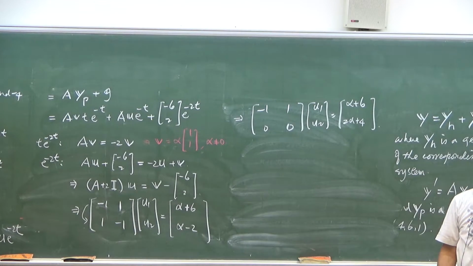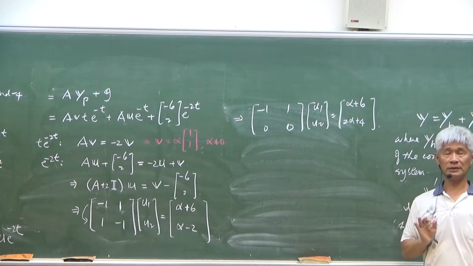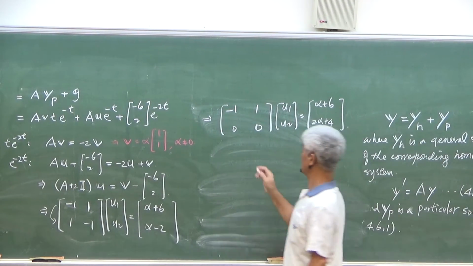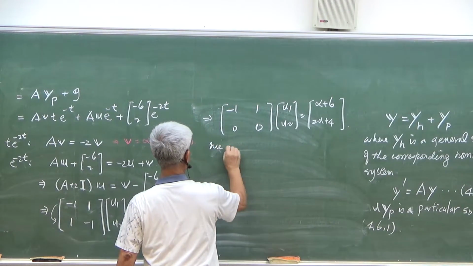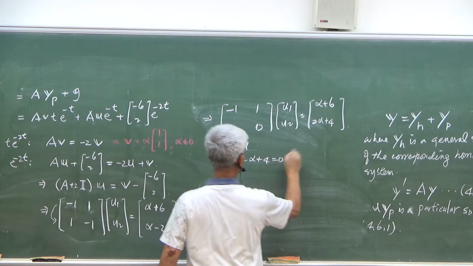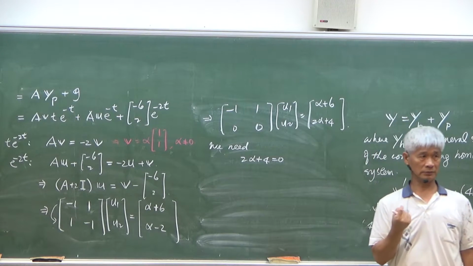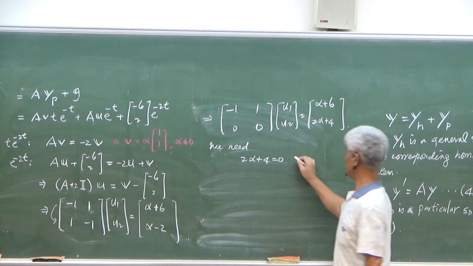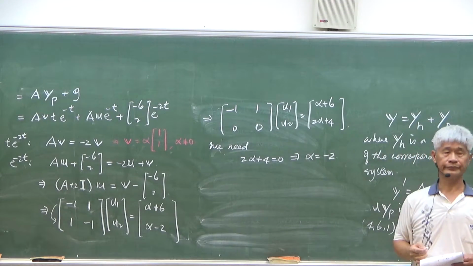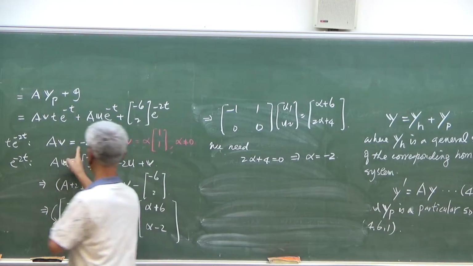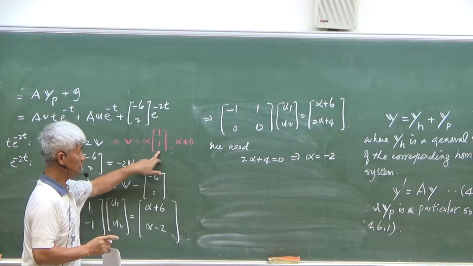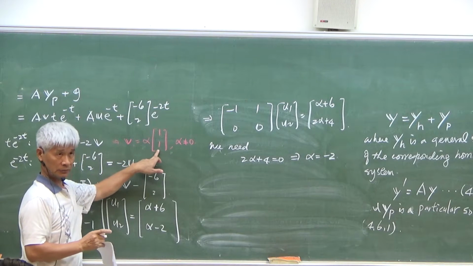Now, for this non-homogeneous system of linear equations to have a solution, we need 2 alpha plus 4 equal to 0. Otherwise, there is no solution, right? So this implies that alpha should be equal to minus 2. So the eigenvector we have to use is not 1, 1, it will be minus 2, minus 2.